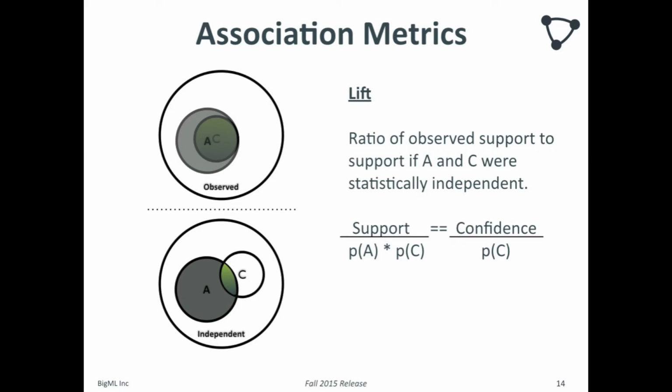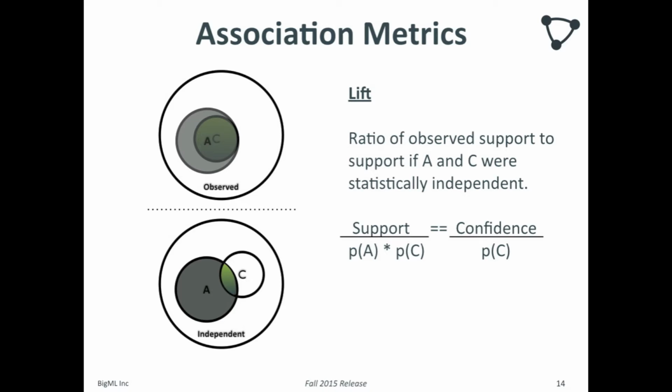So lift is another metric, and with lift we're looking at how statistically significant this rule is. That's what this metric is trying to give you a better indication of. What we're going to do is compute the ratio of the observed support, so when we actually go through and count what the support is, and we're going to divide that by the support if A and C were statistically independent. If they're statistically independent, they're still going to have some overlap just by randomness. We can measure that, and we can compare it with how much overlap we actually see.